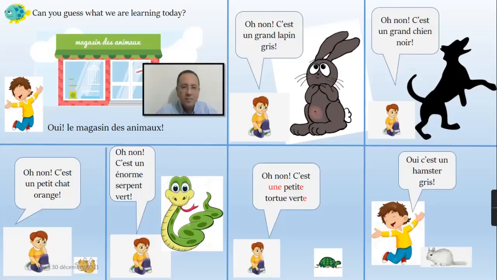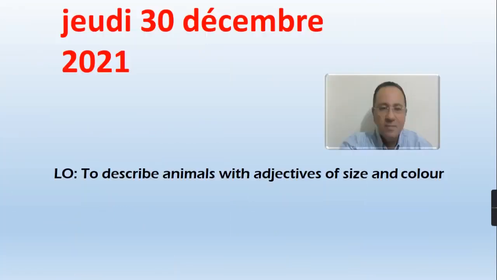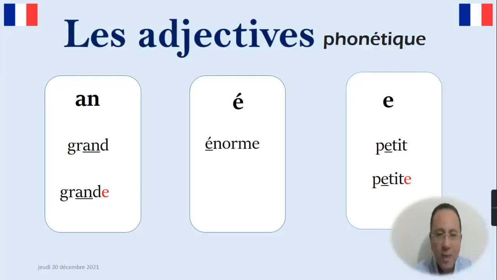Look at these speech bubbles. Can you guess what we are going to learn today? You are right. Today we are going to describe the animals using the adjectives of size and colors. These are some of the adjectives that we are going to use today. Can you repeat them after me?